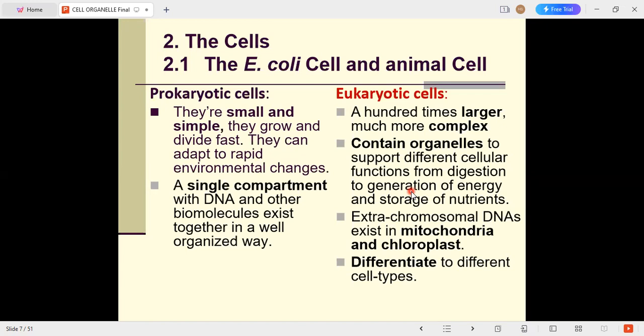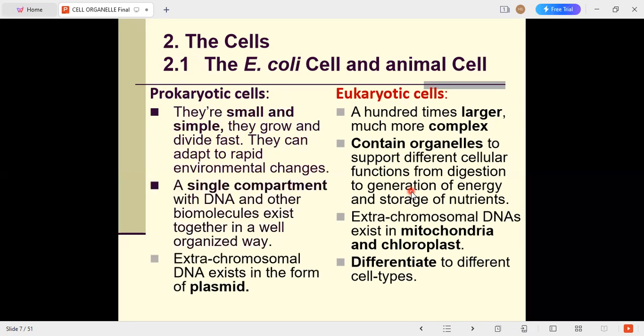They grow and divide fast. They can adapt to rapid environmental changes. There is a single compartment with DNA and other biomolecules in a prokaryotic cell, which exist together in a well-organized way. The extra chromosomal DNA exists in the form of plasmid in a prokaryotic cell.